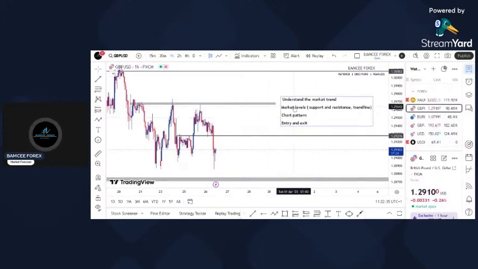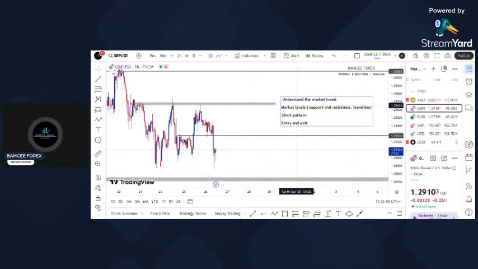Now, number one, I said understand the market trend. Most people just come into their chart and start analyzing without understanding the direction of the trend, to know the overall direction of the trend and what the market is currently telling them. They don't pay attention to that.